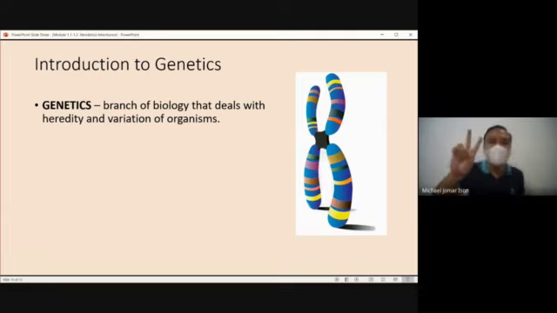Two important words that you have to take note of: heredity, which will give us the idea of passing the traits from parents towards the offspring. So that is what we call heredity. Variation, on the other hand, would be the differences. These are the differences in how organisms look, showing us differences among organisms in a particular population or species.